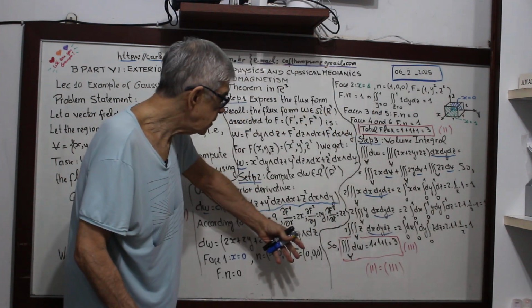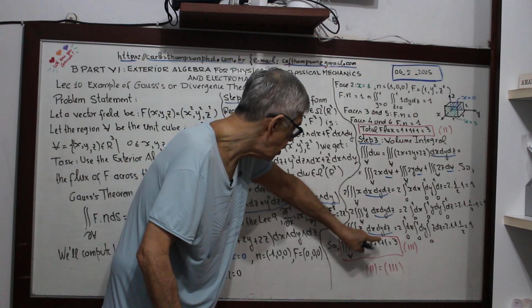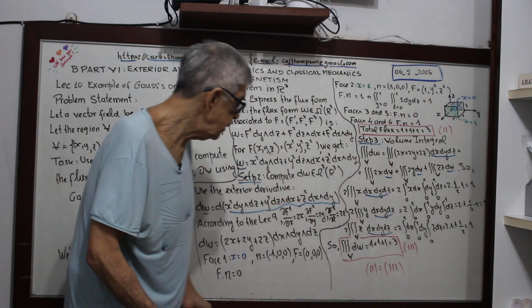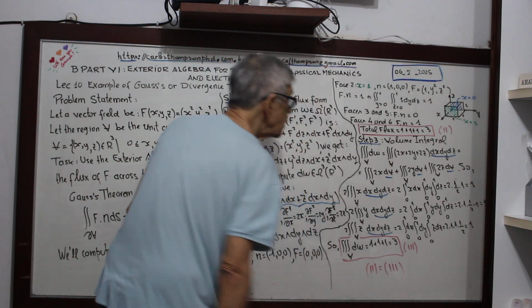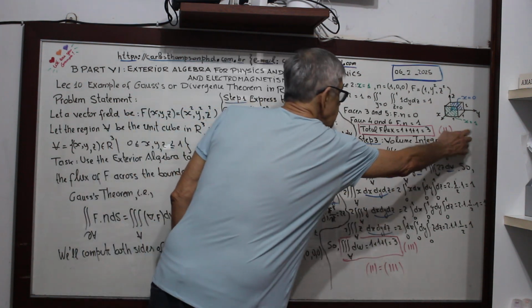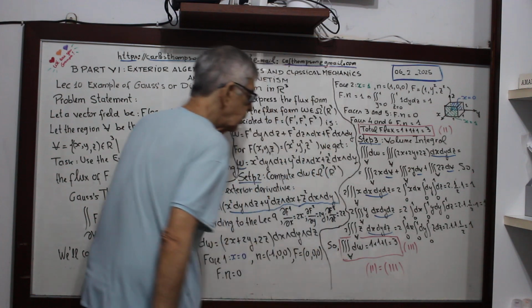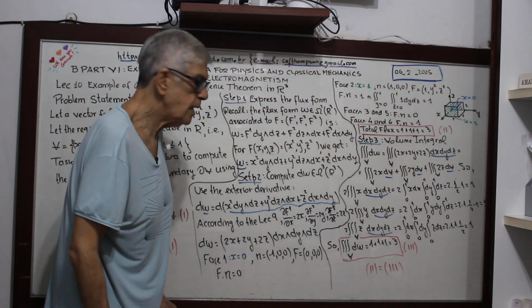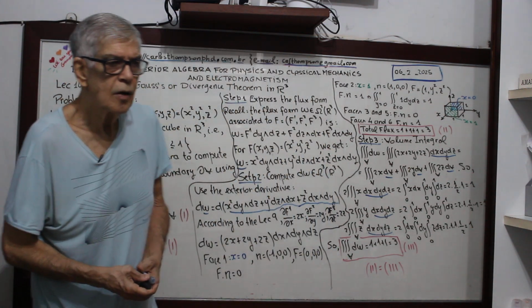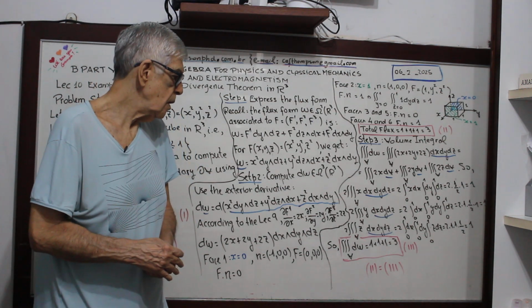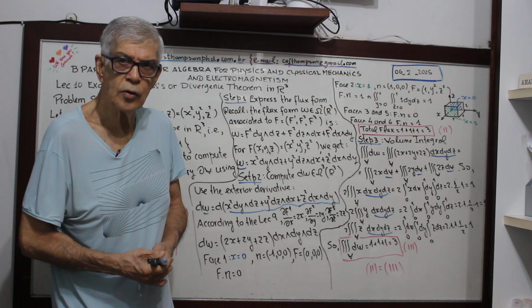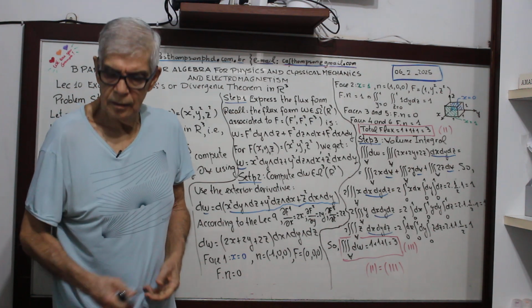Now we can add. If you add these, you have 3 over here. And then you compare relation 2 and relation 3. This is the application of the divergence theorem, or Gauss's theorem, using the exterior algebra. That's it.